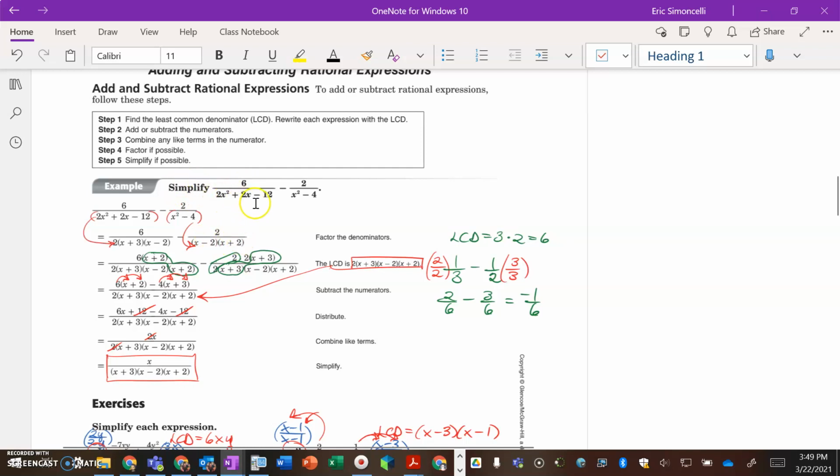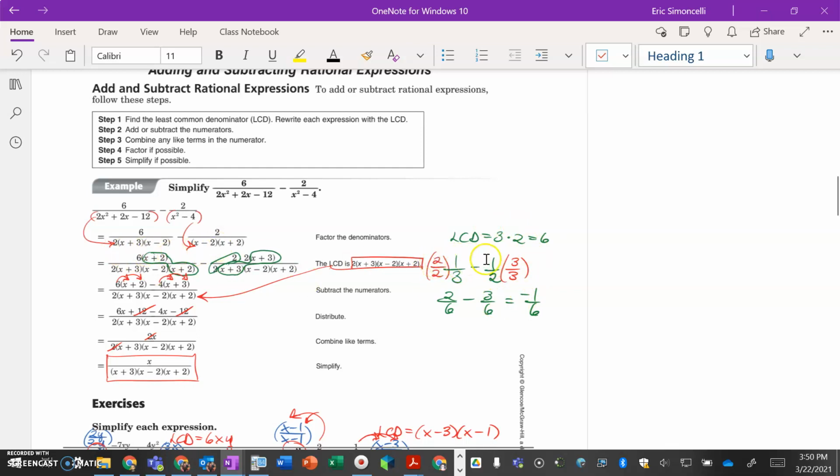Simplify 6 over 2x squared plus 2x minus 12, minus 2 over x squared minus 4. So as you can see, the first step is me taking a look at this first denominator and this second denominator. If you think about general subtraction of fractions from prior sections and even prior school years, you cannot add or subtract fractions if you do not have a common denominator. So we have to figure, after factoring of course, what common denominator exists. And this is an example I actually use to help us understand how and why our LCD will end up being what it is.